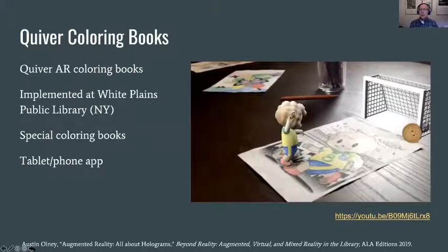So I want to turn now to some examples of ways that libraries have found to integrate these tools into their programming, into the way they conduct their business, offer services to their patrons. And the first is actually a home tool. It's a home thing that you can play with, which is coloring books, that you can get along with an app for your relatively recent smartphone, iPhone SE or newer, or Android devices.